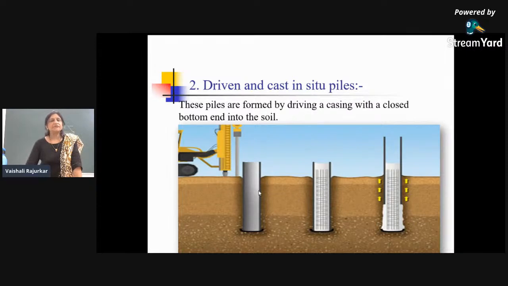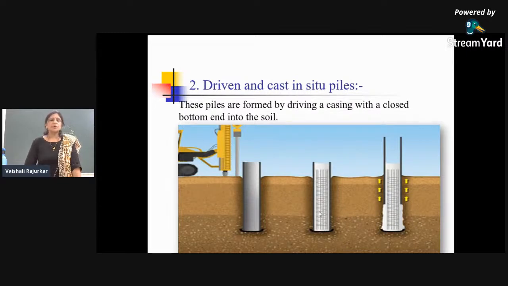After that, if the pile is a reinforced pile, then the reinforcement cage, which is prepared on the side, is lowered to the bottom of the hole. Once it is lowered, the concrete is poured from its top. Right? Then it will be called a cast in situ pile, or it is also called a bored pile. This is the procedure which is used for the bored pile.